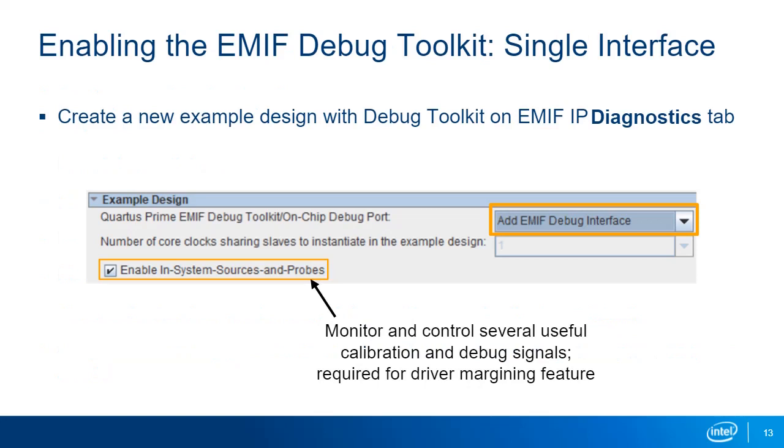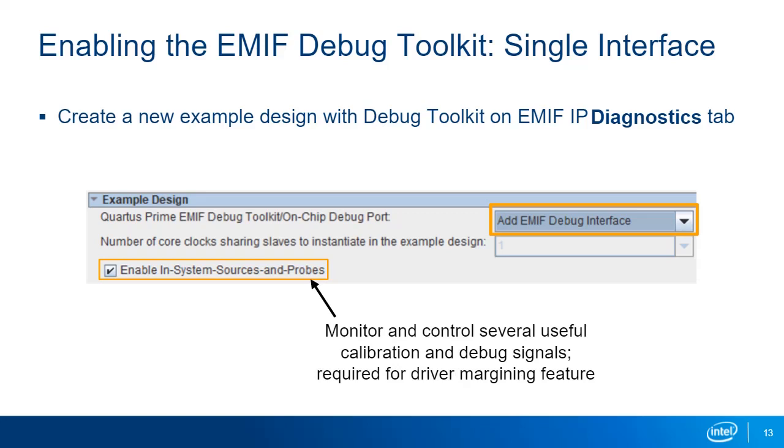The EMIF Debug Toolkit is enabled during IP generation. To enable it for a new design with a single memory interface in either the top or bottom row of the device, enable the option shown on the Diagnostics tab of the EMIF IP Parameter Editor and generate an example design as discussed previously. Also, turn on the In-System Sources and Probes setting.